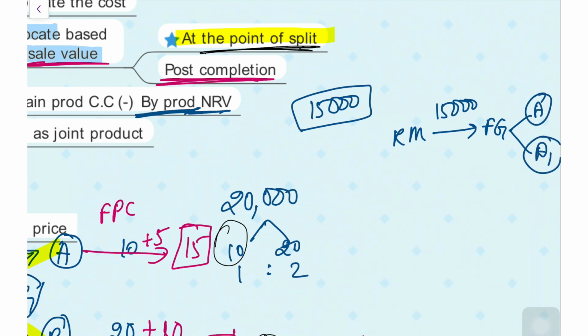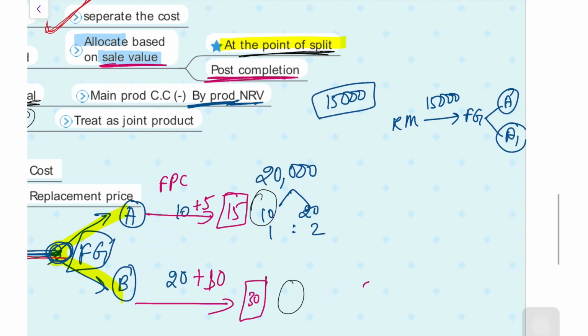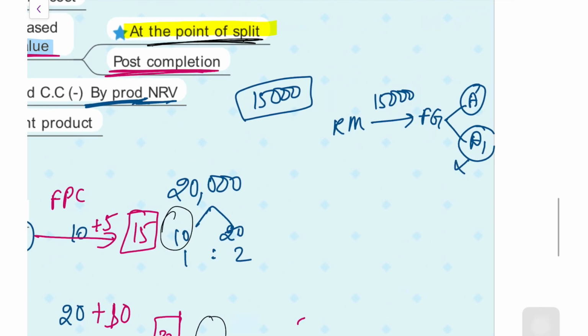A is my main product, A1 is my byproduct. Now, how do I split this conversion cost between both? Here there is one doubt. Here what they tell you is, don't consider A1 as a product itself, just consider it as a scrap. And what you can do is, you can charge the entire 15,000, or the entire conversion cost, on the main product itself. But there is one condition.